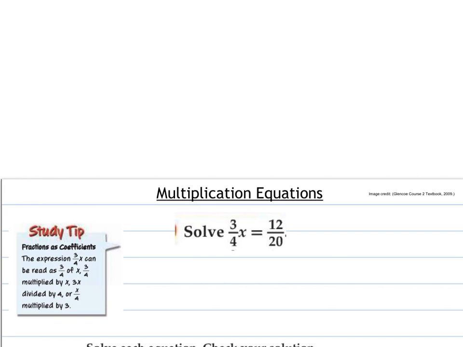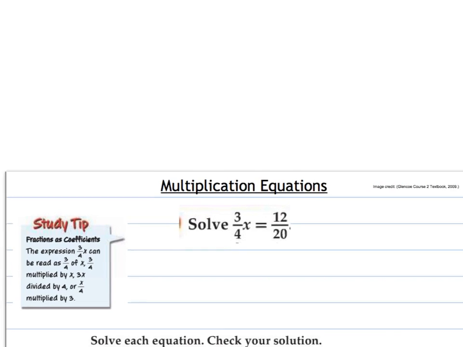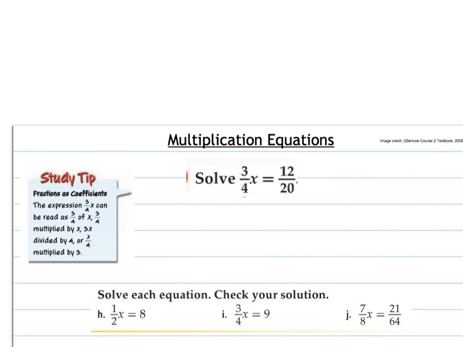Last little bit, multiplication equation. So when there are fractions involved here, we'll come back to this, kind of like we just did earlier, it's kind of out of order. Fractions as coefficients. So the expression 3/4 x can be read as 3/4 of x, 3/4 multiplied by x, 3x divided by 4, or x over 4 multiplied by 3. So very different. So what we're looking for is, 3/4 of a number is 12/20.